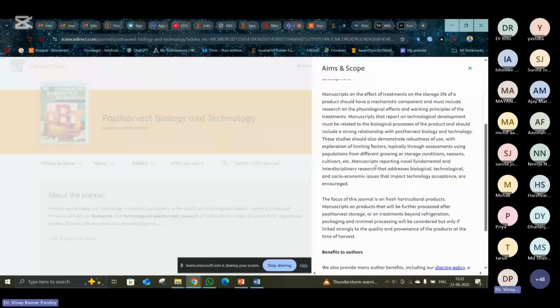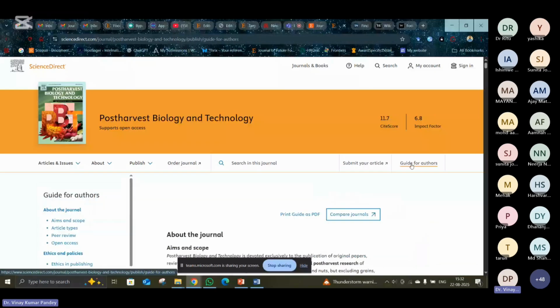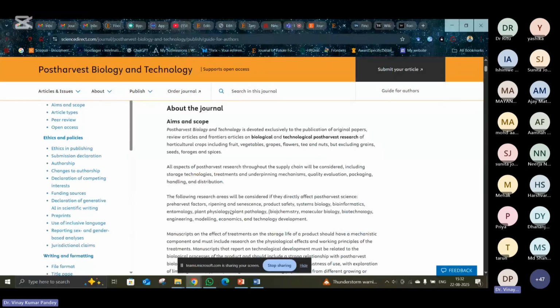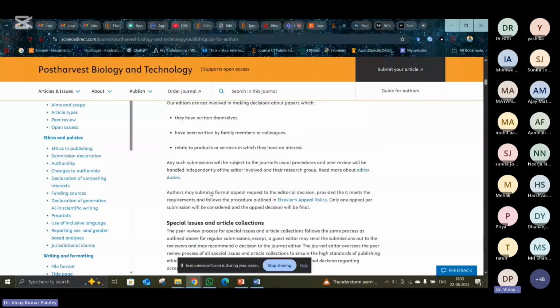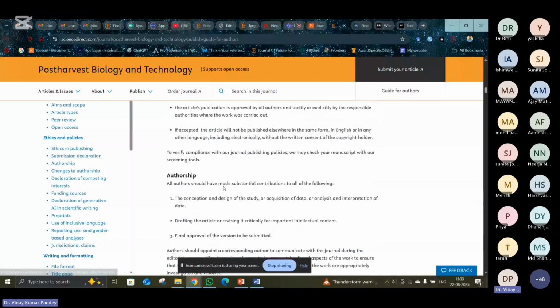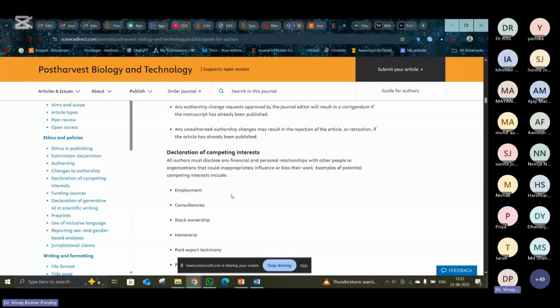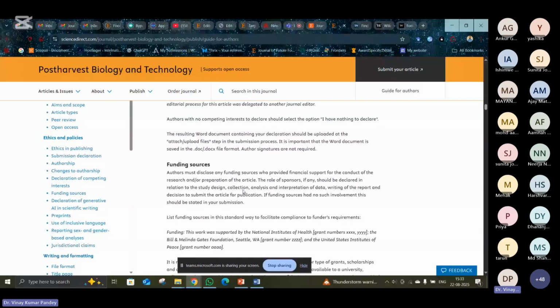Now what I'll do is I'll go with the guide for authors. As you can see at the right side of the corner below impact factor. Guide for authors means guidelines. So every journal has different guidelines on which you need to align your paper. See, it accepts three types of papers: research paper, invited review articles, frontiers articles, right? What is the peer review process? What is the ethics and policies? What are the authorship changes, right? What are the different criterias, declaration of competing interest? And I'll see for the formatting of the article.